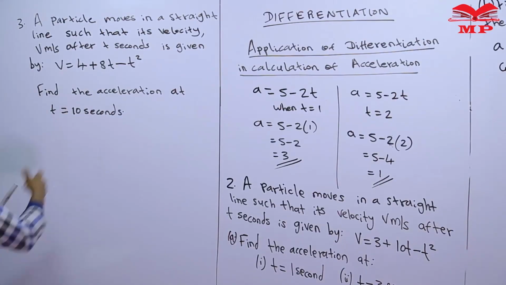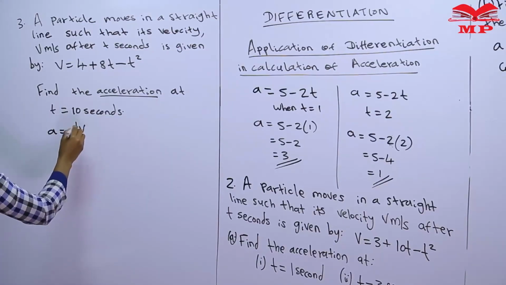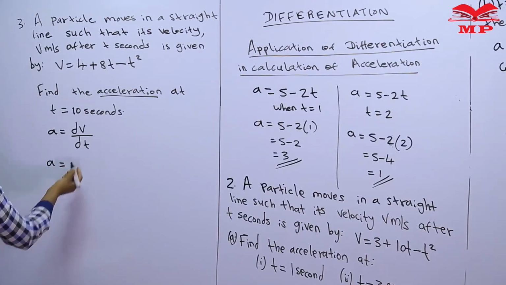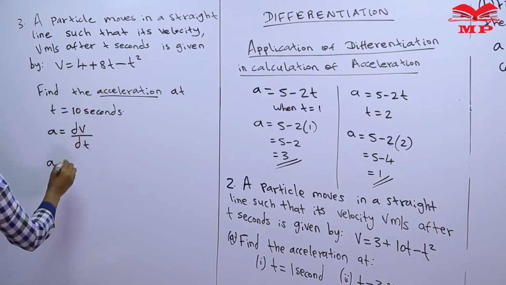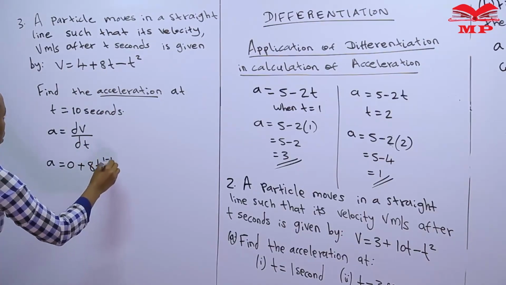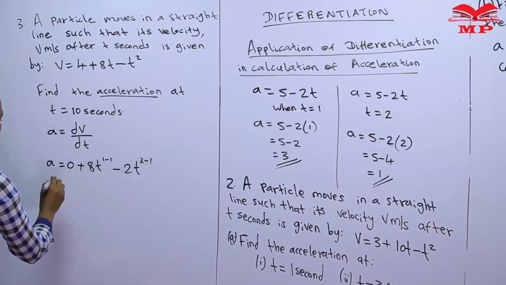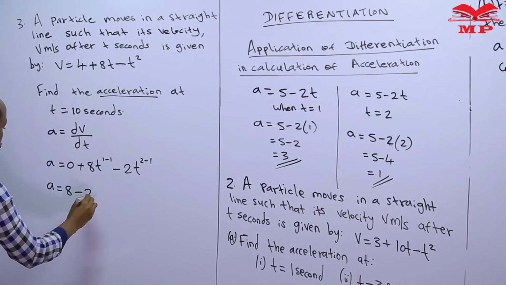Again, in this we want to calculate the acceleration. And we have said when we want to calculate the acceleration, we find dv all over dt. We differentiate this equation with respect to t. And therefore, our acceleration will be equal to dv all over dt. That is, we differentiate 4, we get 0, plus 8t gives 8, then minus 2t. So we have our acceleration as 8 minus 2t.